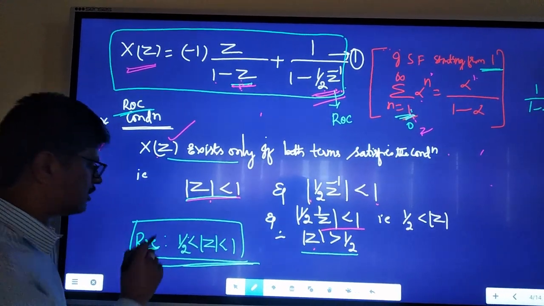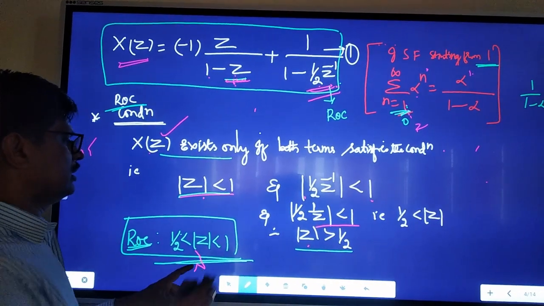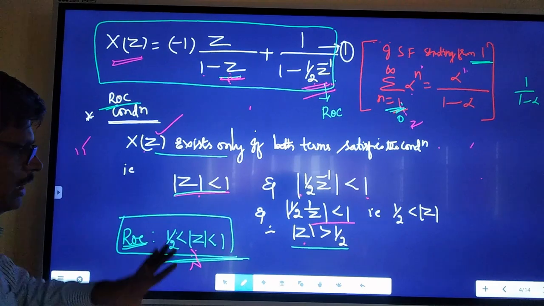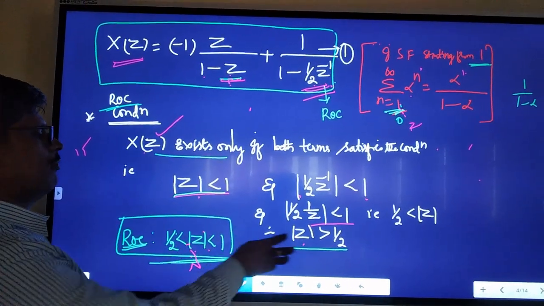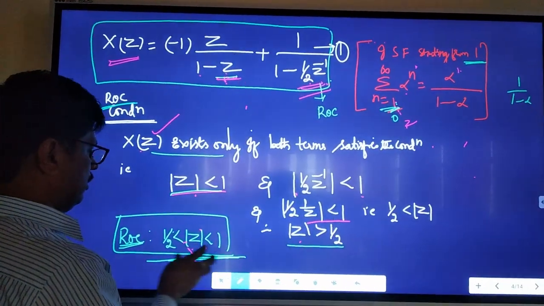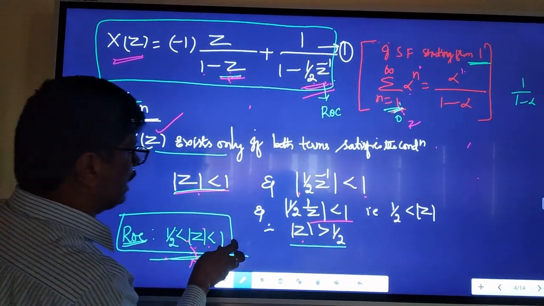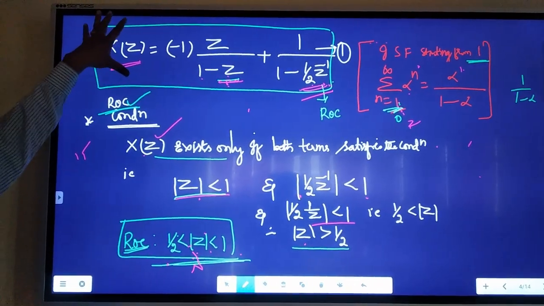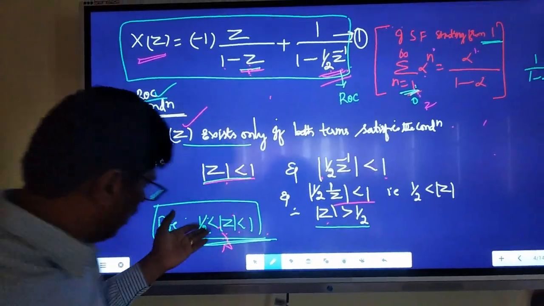Then you will get region of convergence as it should be greater than 1 by 2 and less than 1. Right? That means its value mod z, if it is greater than 1 by 2 and less than 1, then only region of convergence you will get. X of z, the z transform exists.